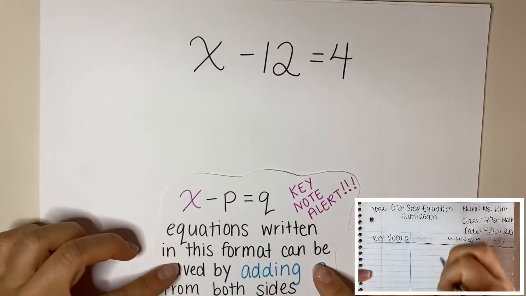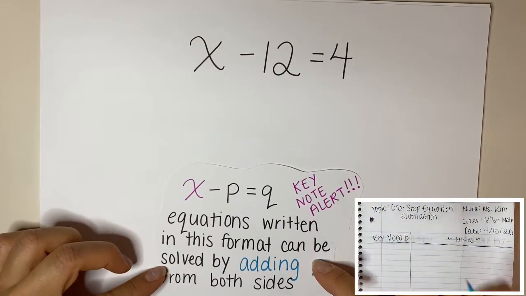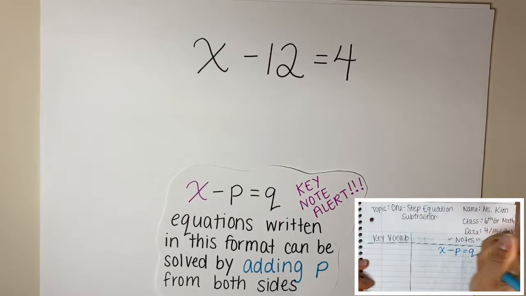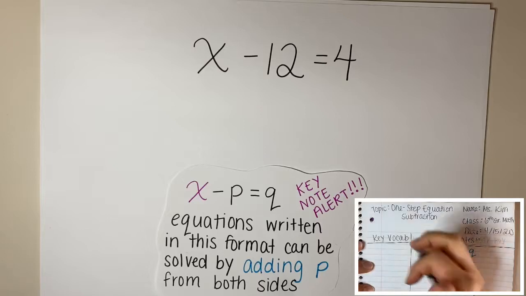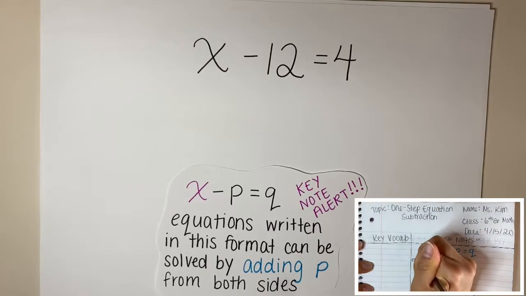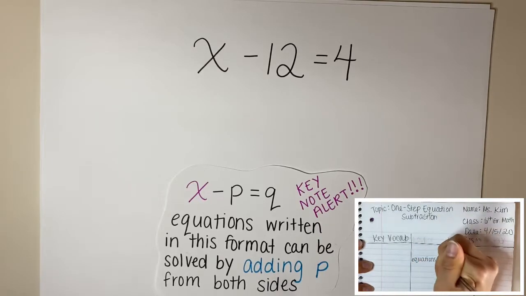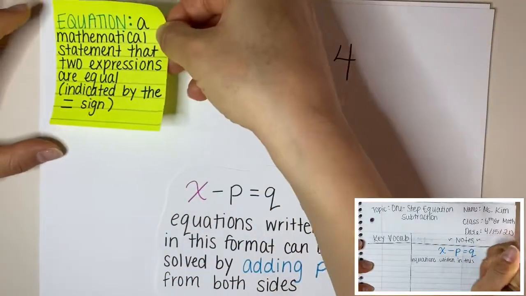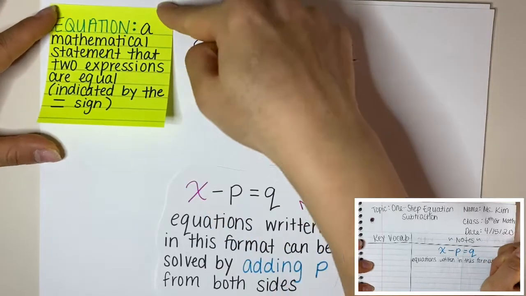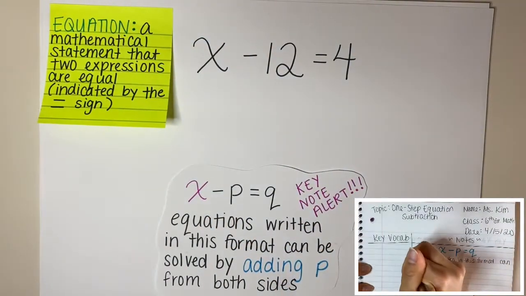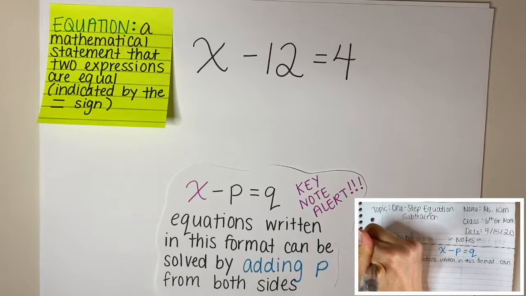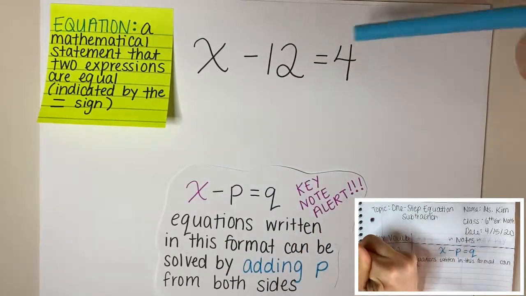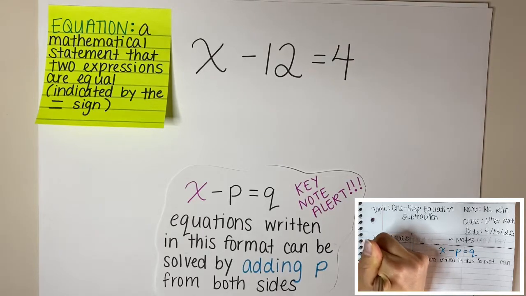Well, here is our keynote for this lesson. So equations written in this format of x minus p equals q can be solved by adding p to both sides. Just a quick refresher about the term equation. Here is a little note. So an equation is a mathematical statement that two expressions are equal, and that is indicated by our equal sign.